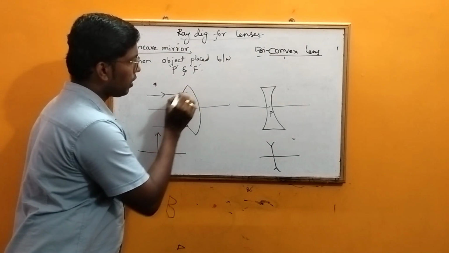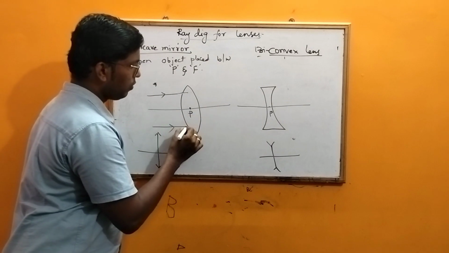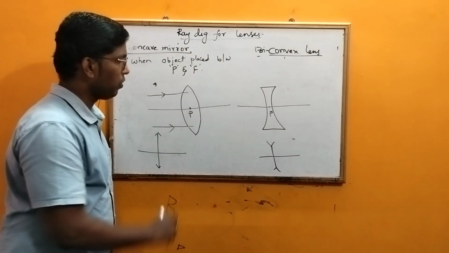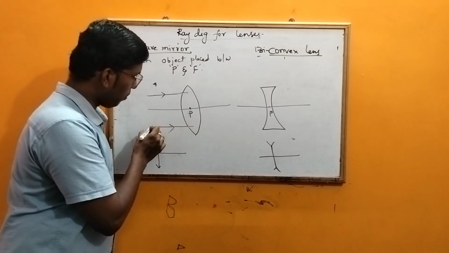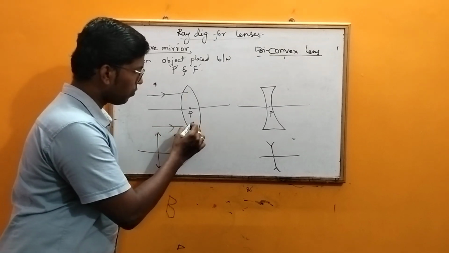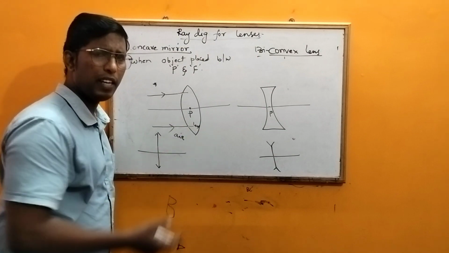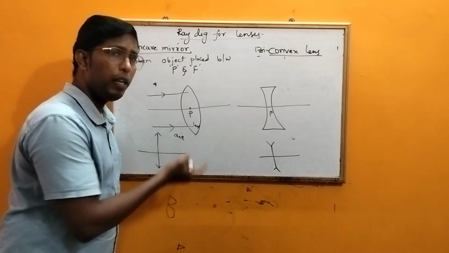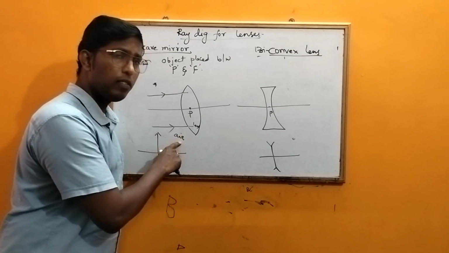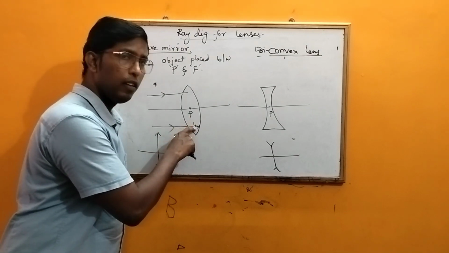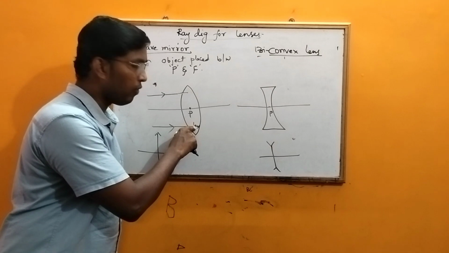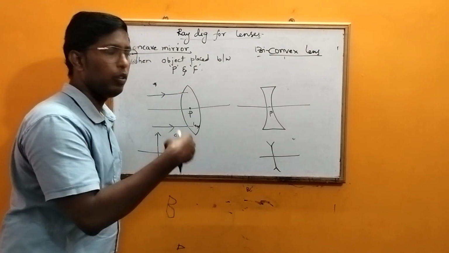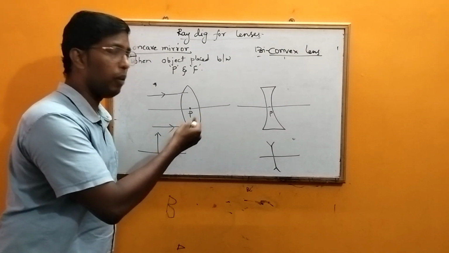Some students will draw like this, a straight line. Some students will extend the straight line inside the lens. That is wrong, because here light rays are coming from air to lens. Lens is a transparent material, it's glass. So what happens here? The medium is changing. Air is less dense than the lens, so the density of the lens is more. When a light ray enters into a denser medium, it will bend and travel.